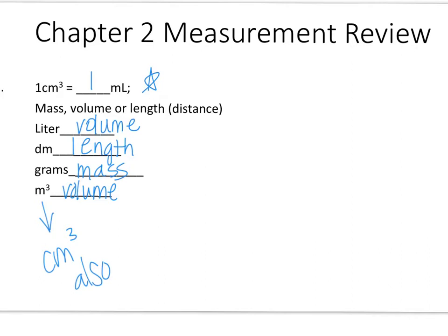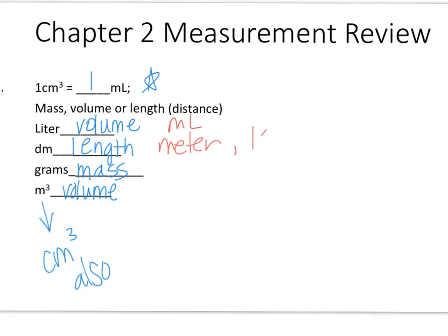So what number 3 was asking is just asking you to know what these things are measuring. You do need to know this conversion that 1 centimeter cubed is equal to a milliliter. You need to know that a liter is measuring volume, that decimeter would be measuring length. The other thing would be meter, also would measure length. You need to know that grams is mass, and that meters cubed or centimeters cubed for that matter would be measuring volume. Another thing would be milliliter would also measure volume.